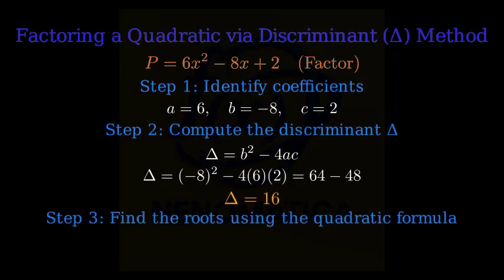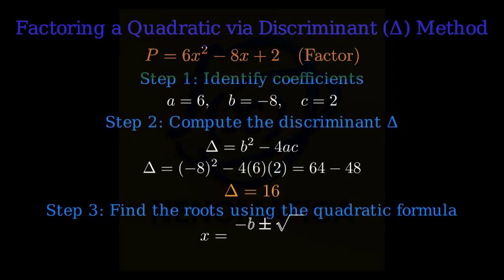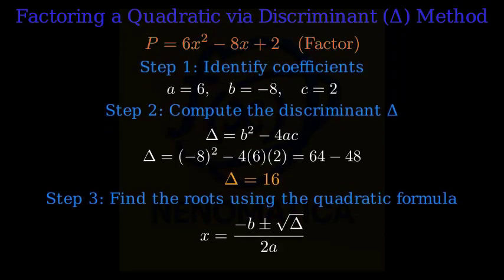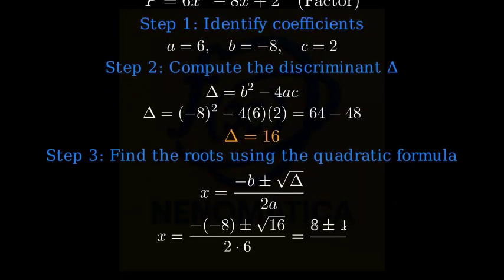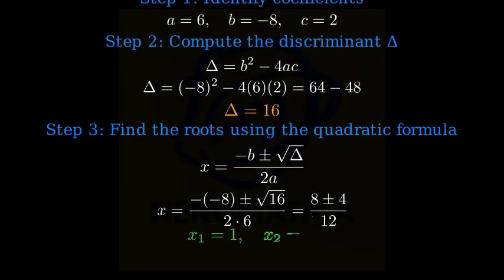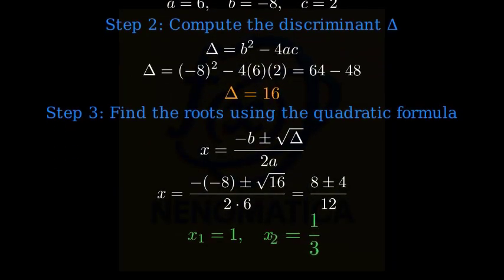Step 3. Use the quadratic formula to find the two roots. x equals negative b plus or minus the square root of delta, all over 2a. Substituting the values, x equals 8 plus or minus 4, all over 12. That gives two results, x sub 1 equals 1, and x sub 2 equals 1/3.